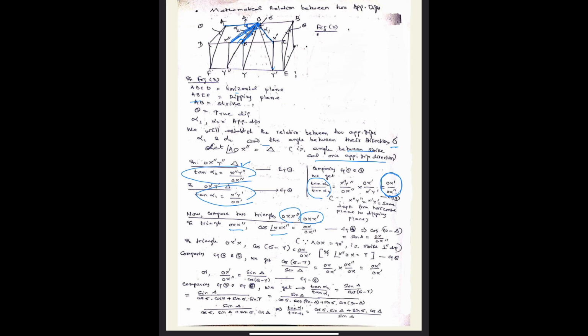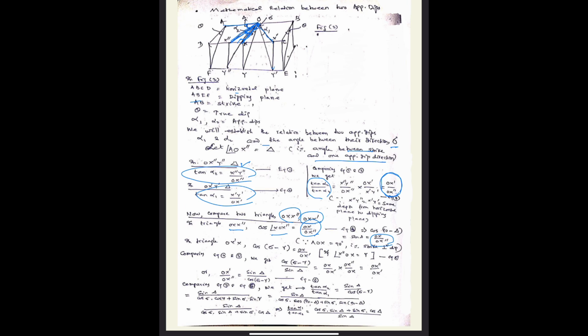So cos of this angle will be equal to 90 minus this delta. So cos of this angle is equal to OX by OX double dash. Cos of 90 minus delta, or sin delta, is OX by OX double dash.